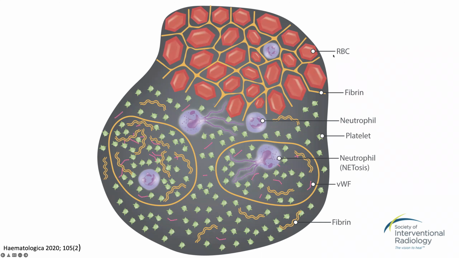So it's composed of RBCs here. There's fibrin between the RBCs. There are actually neutrophils within the thrombus, platelets. And then there are these neutrophil NETosis, von Willebrand factor, and then fibrin. So this is all composed of a clot that you're going to pull out from the intracranial circulation.